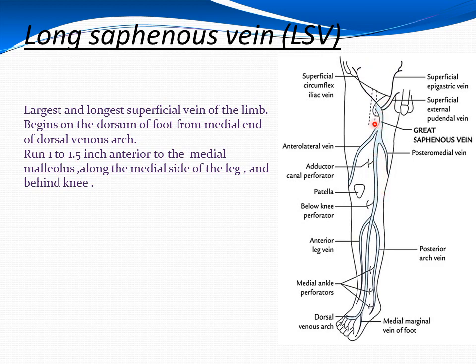So the vein passes through the saphenous opening after piercing the cribriform fascia. Basically you find here the cribriform fascia, the sieve-like fascia, and finally it drains into the femoral vein. The great saphenous vein drains into the femoral vein after piercing the femoral sheath. So first it pierces the cribriform fascia, then the femoral sheath, then it enters the femoral vein.